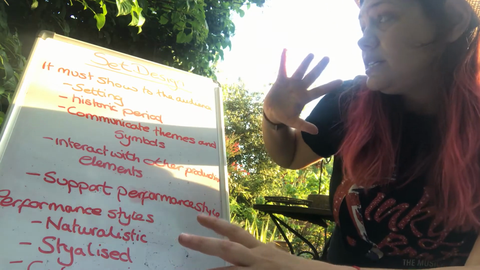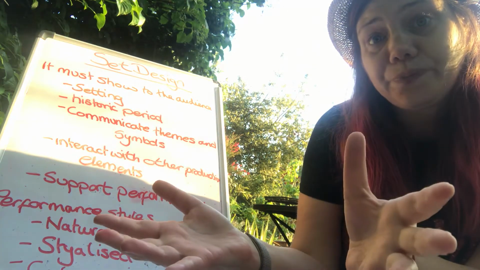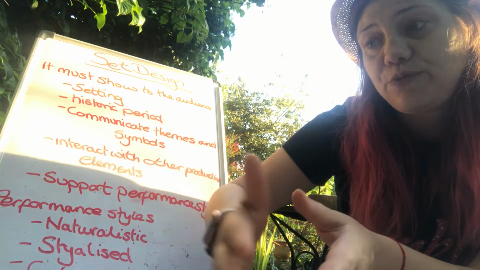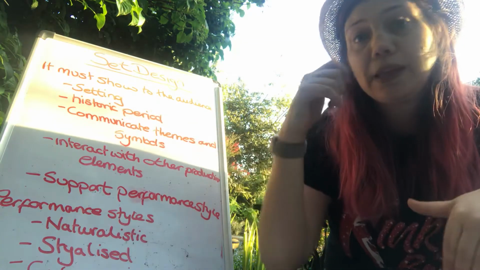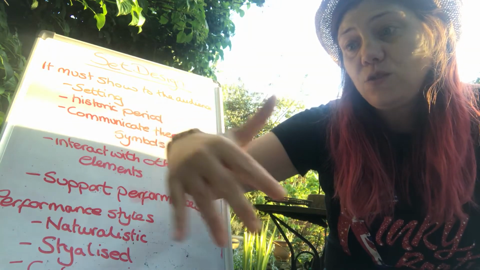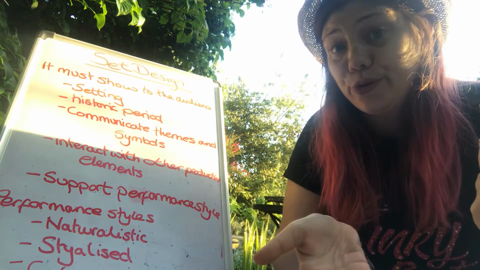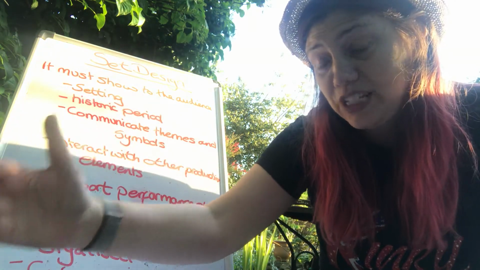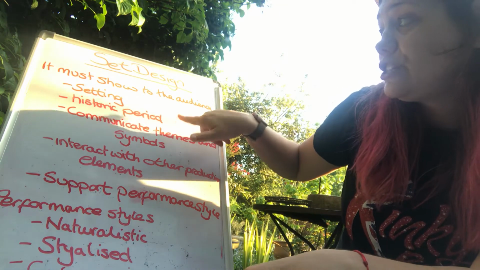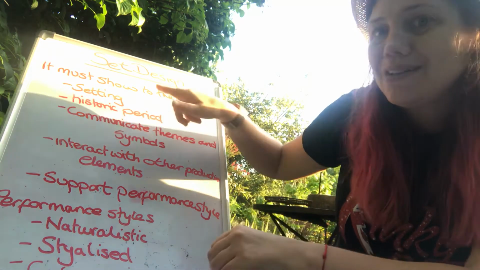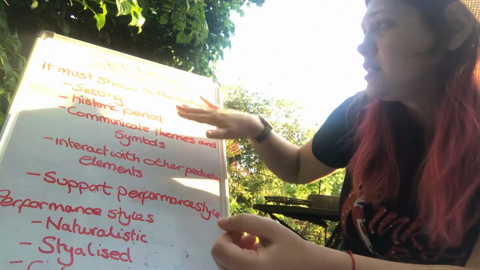So set design must show to the audience the setting, where the place is set. If we take Off Balance, for example, they had their board, and the way they interacted with it told us that the board was set in Sherwood Forest. Then the time period, which I've called historic period, to go with the historic context from last lesson.